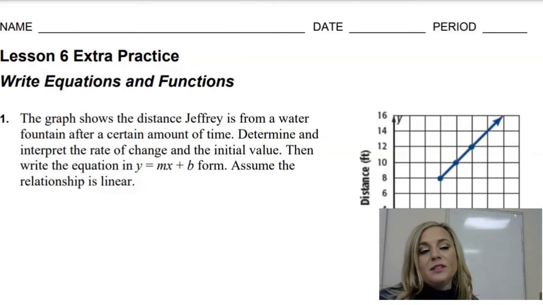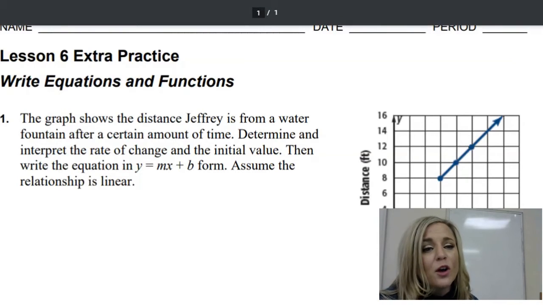All right, so let's start with this. Number one, the graph shows the distance Jeffrey is from a water fountain after a certain amount of time. Determine and interpret the rate of change and the initial value. Then write the equation in y equals mx plus b form. Assume the relationship is linear.